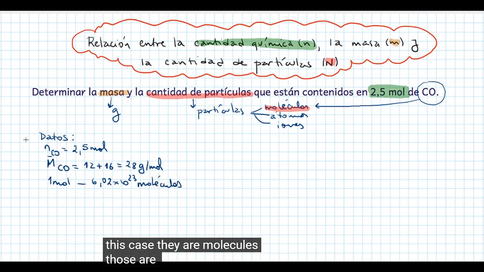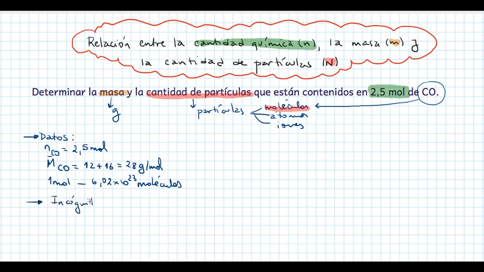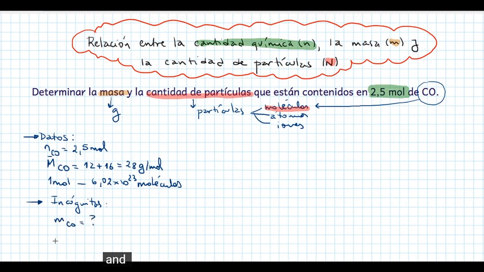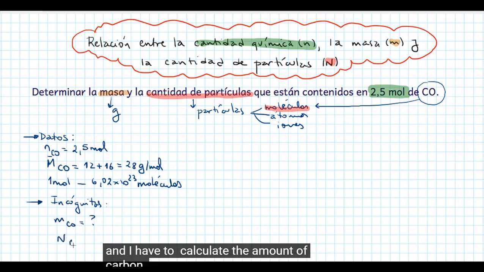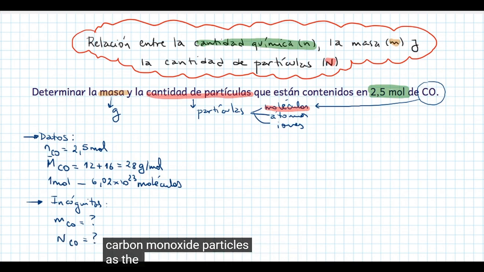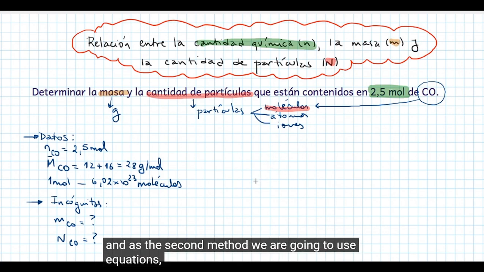Those are then my data. What are my unknowns? That is what I have to calculate. I have to calculate the mass of carbon monoxide. And I have to calculate the amount of carbon monoxide particles. As the first method we are going to use proportionality, that is, the rule of 3. And as the second method we are going to use equations.